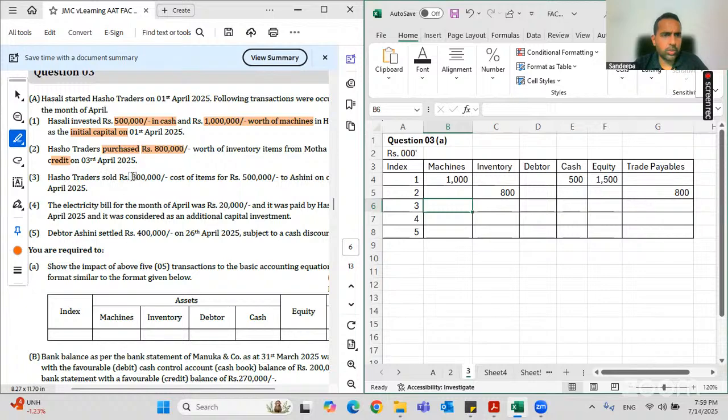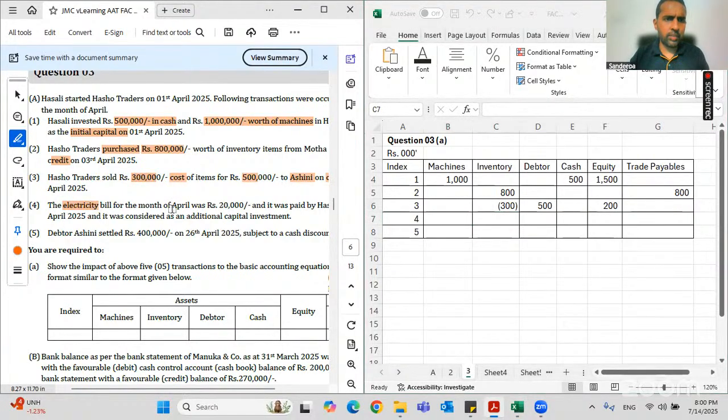Hasho traders sold 300 cost of items for rupees 500,000 to Ashini on credit. So 300 worth of items sold for rupees 500 to Ashini on credit. So you are recognizing a profit of 200. Inventory comes down 300, your debtors go up 500, you are recognizing a profit of 200.